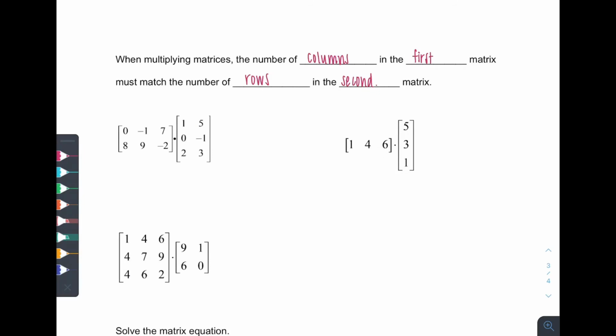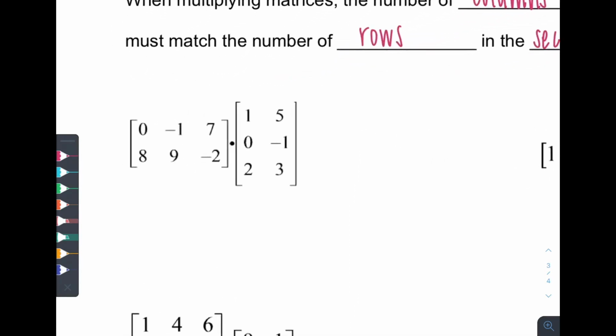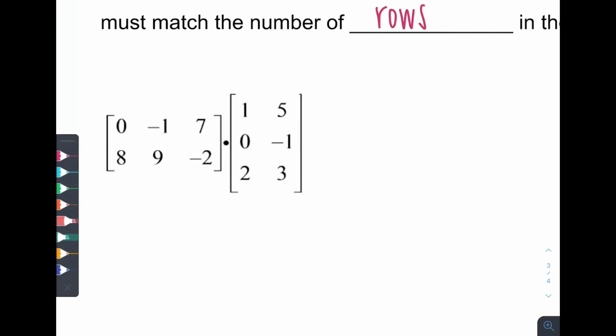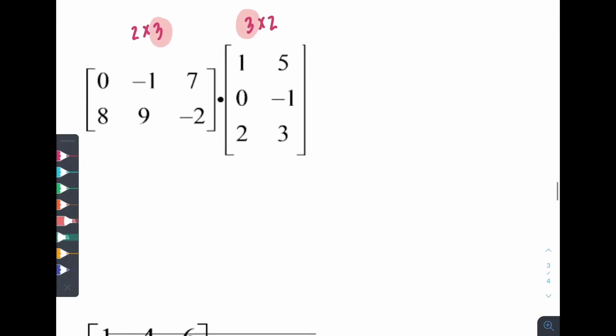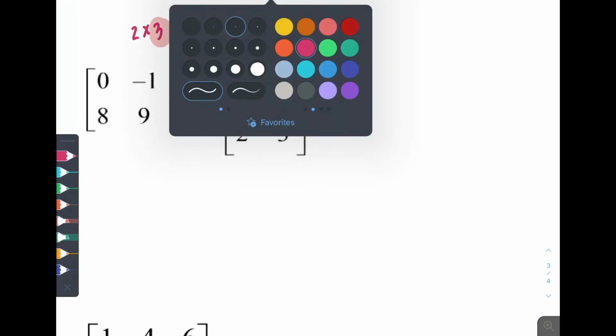So when we are multiplying matrices, the number of columns in the first matrix has to match the number of rows in the second. So looking here at this first problem, this is a 2 by 3 matrix and this is a 3 by 2 matrix. Because this and this match, we're able to multiply them together. So let's go ahead and write this out. I'm going to change my pen color here.